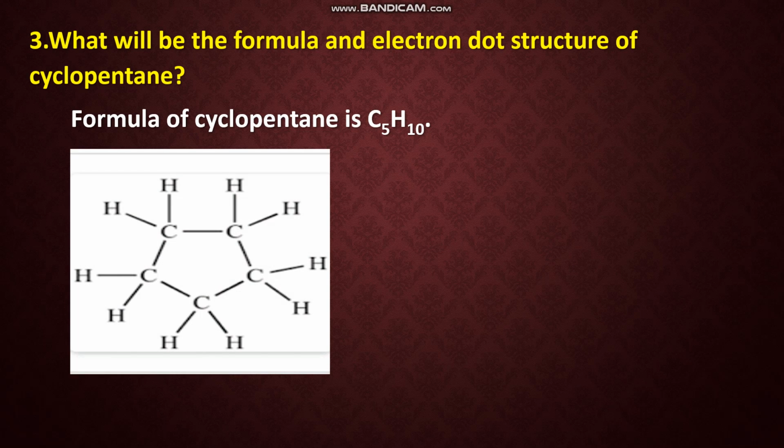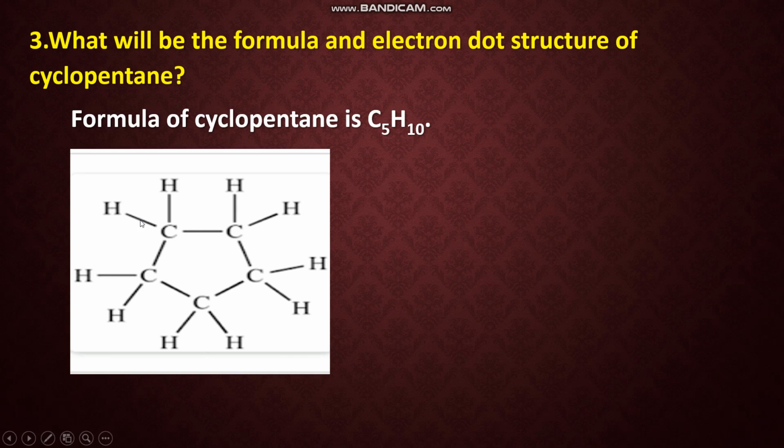So we have drawn the structure of cyclopentane. Cyclopentane molecular formula is C5H10. We have drawn its structure as a pentagon with 5 carbon atoms at the corners and 2 hydrogens on each. Already we have learned how to draw the structure. So if you draw the structure with the bonds, it will be easy to draw the electron dot structure. This is not the electron dot structure. Now we are going to draw the electron dot structure.